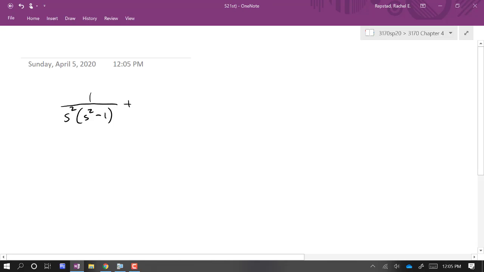Now I've got an s squared. So when you have a factor that's squared, you're going to have two fractions in your decomposition for that. So I'm going to have A over s plus B over s squared. And then this second one, for this factor s squared minus 1, that's a quadratic, and I'm going to put a generic linear on top, so Cs plus D.